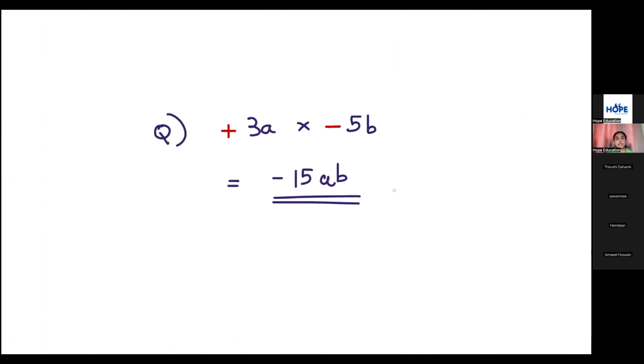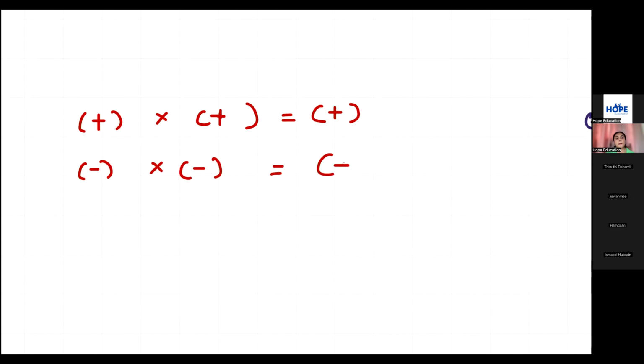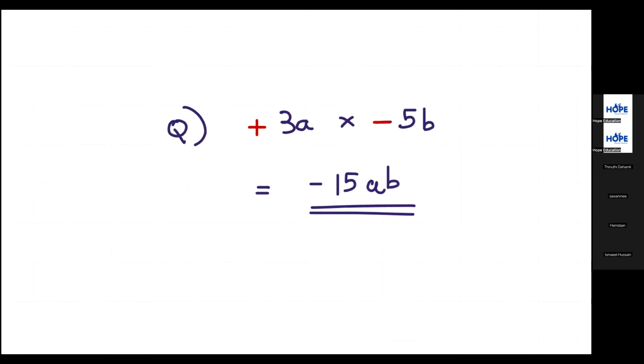Just to revise a bit, you know this, right? When the same sign multiplies, the answer gets plus. Minus multiplied by minus also answer is plus. Plus multiplied by minus, different signs are multiplied, then the answer becomes minus, right? If the same sign is multiplied, answer gets plus. If different signs are multiplied, answer gets minus. So here there are different signs. So when you multiply, the answer gets minus, right? So minus 15 AB. What about this?